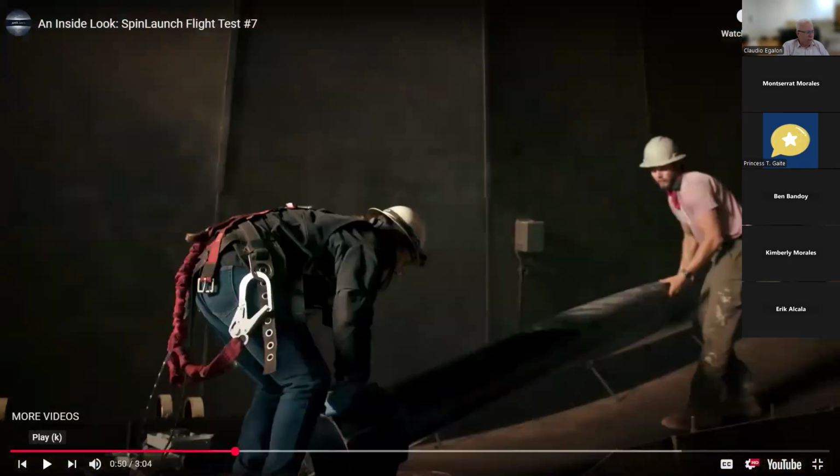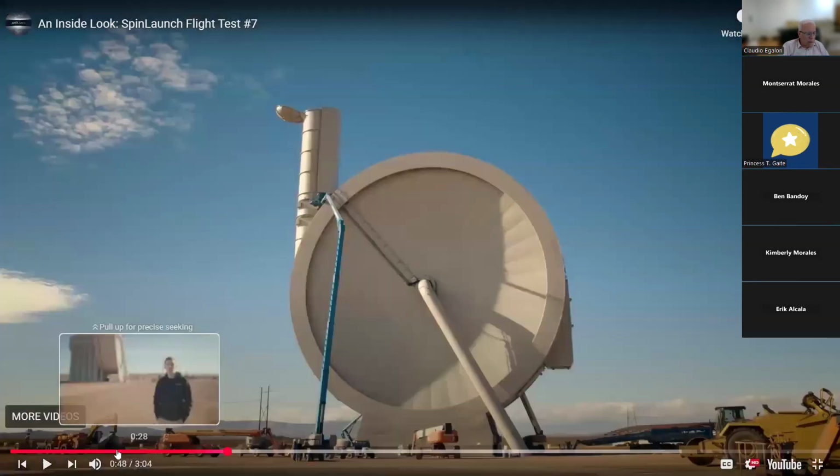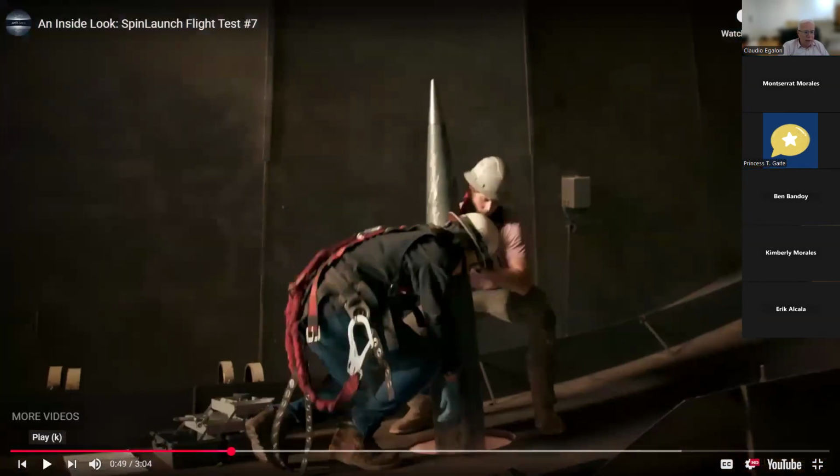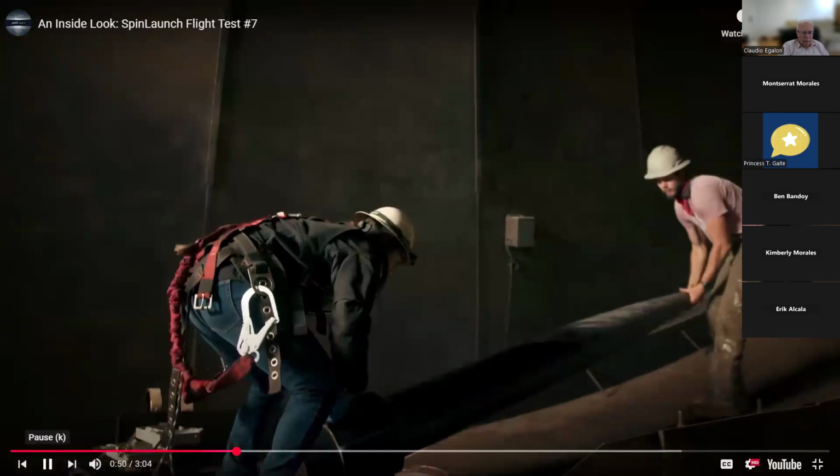Here you go. That's a flight test. Did you see the payload? Let's play it again. Flight test. Here you go. That's the payload. They're just testing it to see if the whole system works, right? First begins with attaching the projectile.